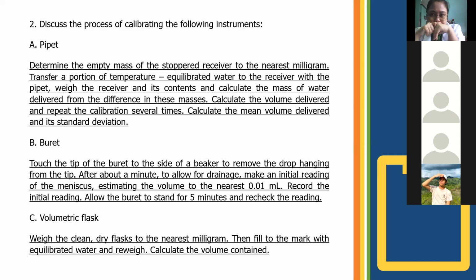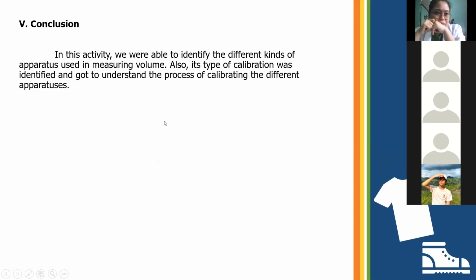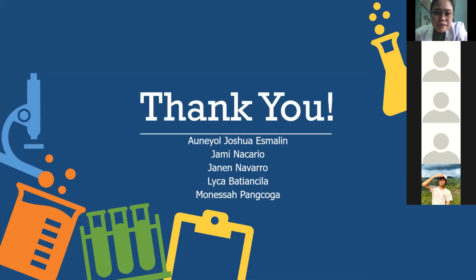So the last one is the conclusion. In this activity, we were able to identify the different kinds of apparatus used in measuring volume. Also, its type of calibration was identified and we got to understand the process of calibrating the different apparatuses. So that's all. Thank you for listening.